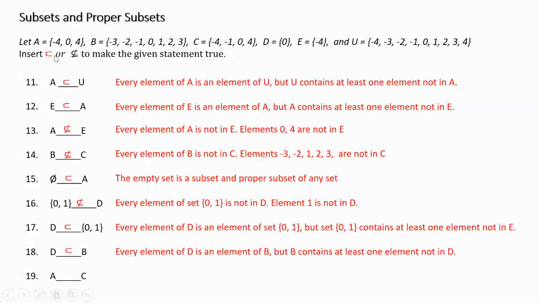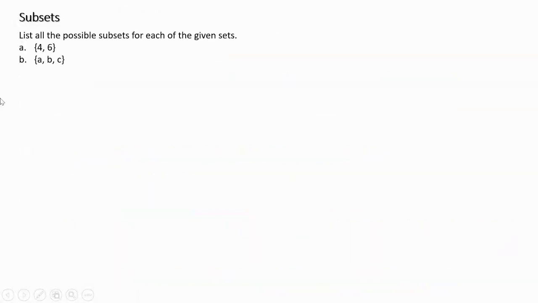Let's look at set A and set C. Set A is -4, 0, and 4. And set C is -4, -1, 0, and 4. So this will also be the first symbol, because every element that's in A is also in C, and C contains an element that's not in A, which is a -1. Anyway, guys, this is how you read this, and like I said, this is actually from the homework.